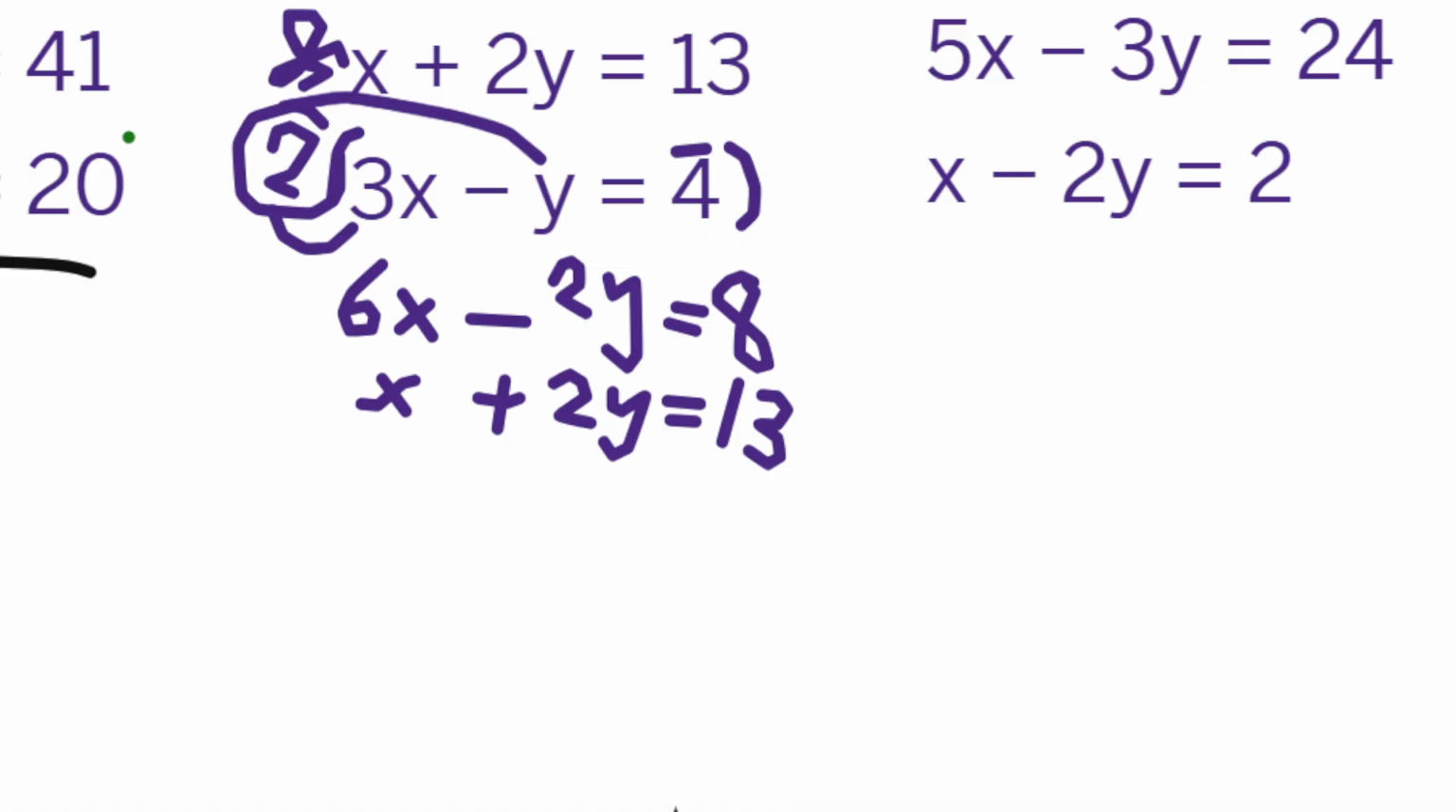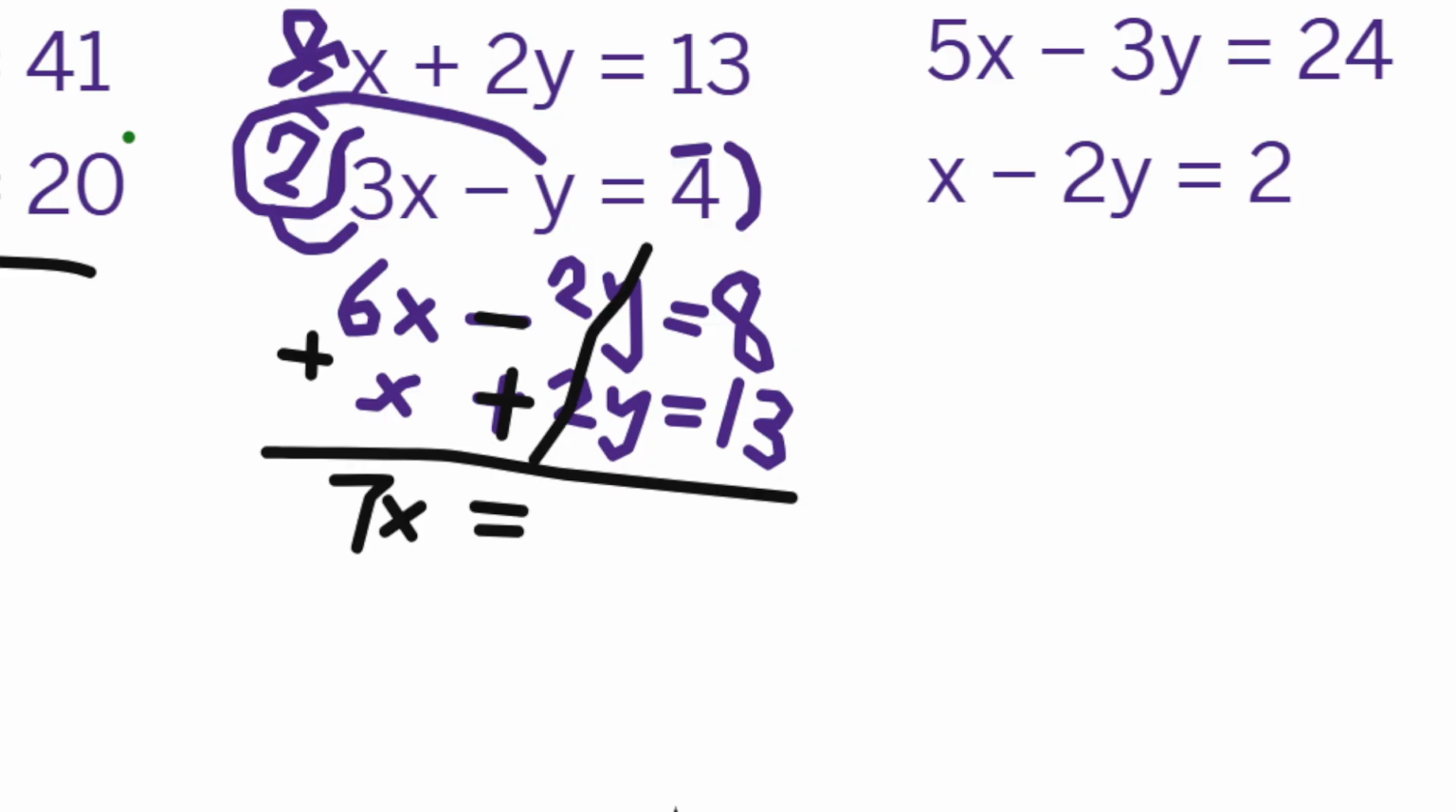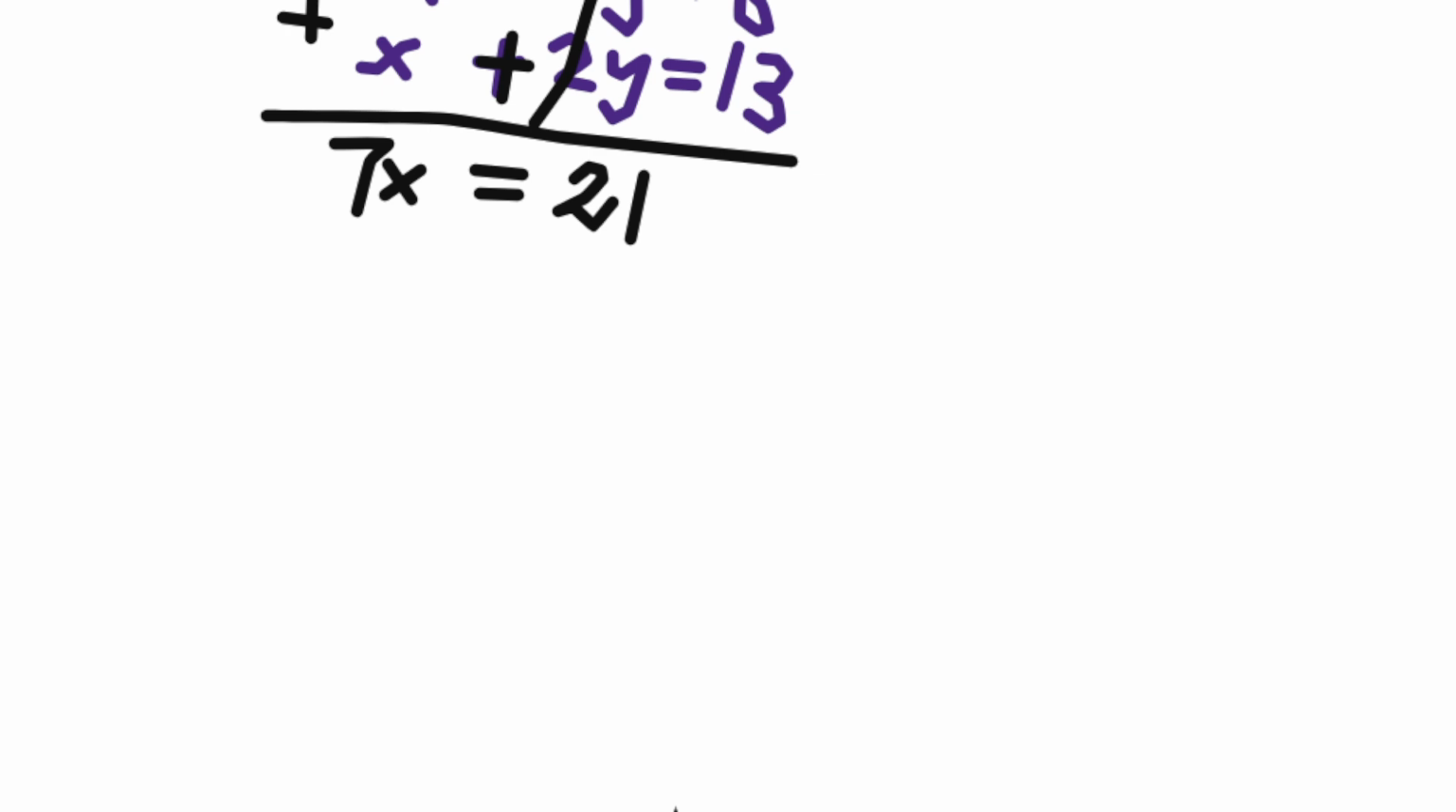Now, the two y's are equal. The signs are different, negative and positive. Do you remember what I said? If they are different signs, you add. So what's 6x plus x? 7x. What's minus 2y plus 2y? It's nothing. What's 8 plus 13? 21. That's very good. Now we have 7x equals 21. Divide by 7, divide by 7. This cancels. So x equals 21 divided by 7, which is 3.